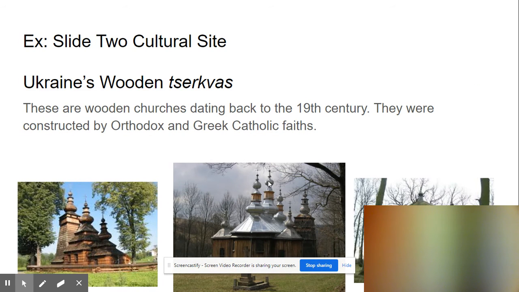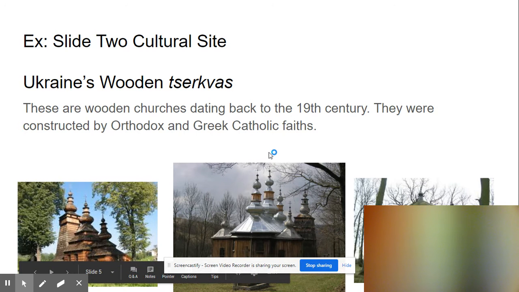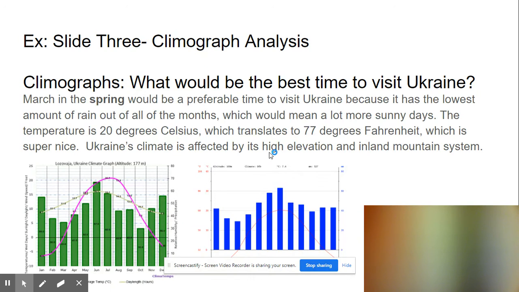You also need to go to a cultural site made by people. She's going to see Ukraine's wooden cirkvas. What's a cirkva? They're wooden churches from the 19th century. They were constructed by Orthodox and Greek Catholic faiths. So you have 2 sentences underneath or near the pictures to show what you visited. That's slide 2.